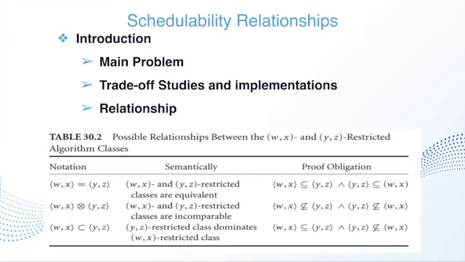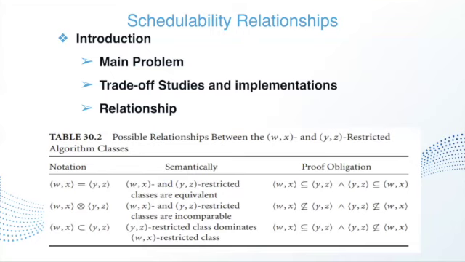For the notation one, the class of W and X restricted algorithms and the class of Y and Z restricted algorithms are equivalent. That is, a task system is feasible under the W and X restricted class if and only if it is feasible under the Y and Z restricted class. For notation two, the class of W and X restricted algorithms and the class of Y and Z restricted algorithms are incomparable. That is, there exists at least one task system that is feasible under the W and X restricted class, but not under the Y and Z restricted class, and vice versa.